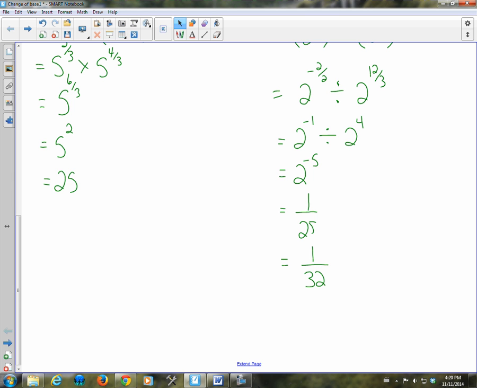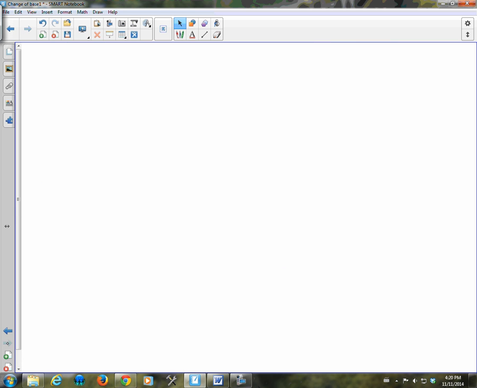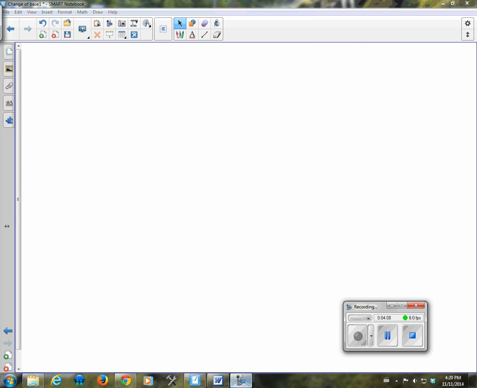So basically all we're doing is making sure that the base is the same so we can use our exponent rules. I want to pause. All right, so make sure your base is the same. Always reduce your base so you make it lower.